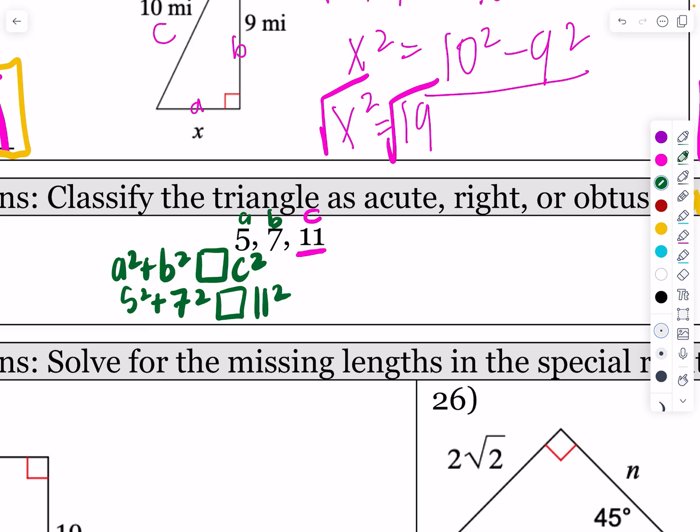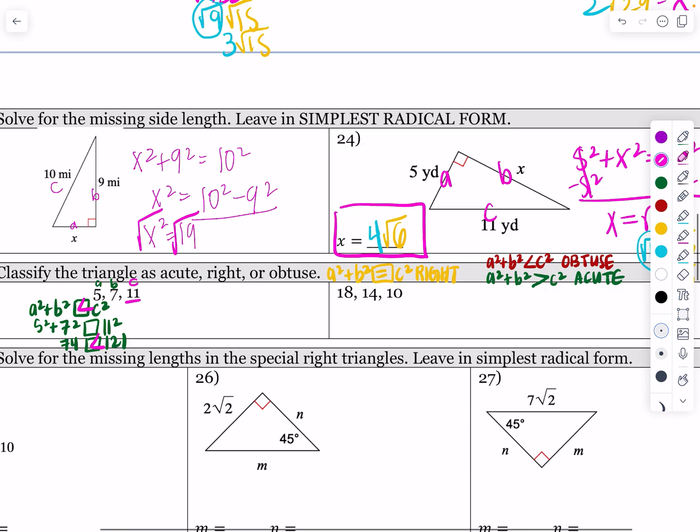What is 5 squared plus 7 squared? That's going to be 25 plus 49. You could type that into your calculator, especially if you have a scientific calculator. It's way easier. That's 74. What is 11 squared? 121. So what was greater? The c squared was greater, which means, looking at our rules, that this triangle must be obtuse.